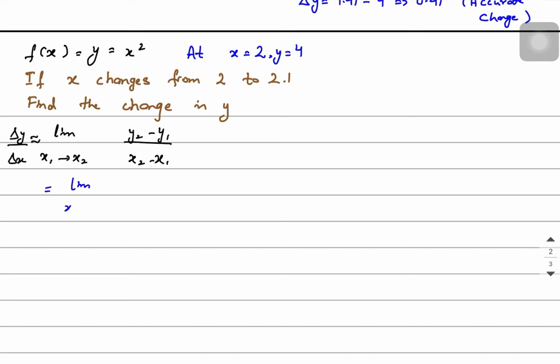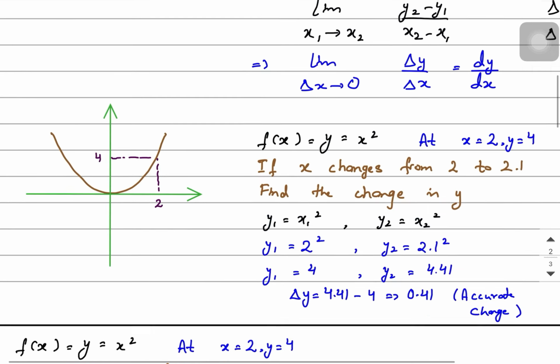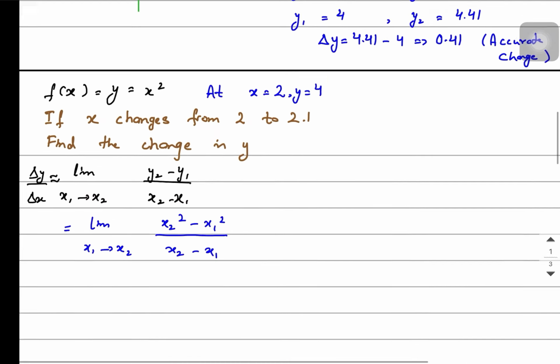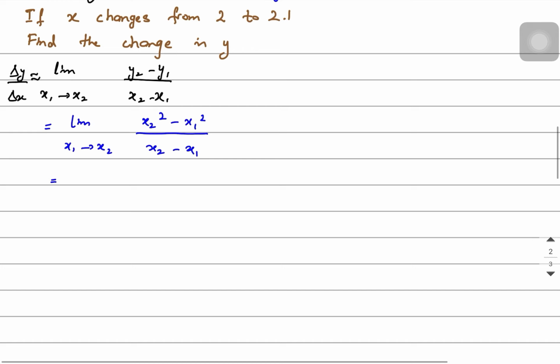So let's say x1 tends to x2. Now my y2 is x2 square, y1 is x1 square, over x2 minus x1. So the concept says that x1 is very close to x2. So what if they are very close to each other? I may take x1 as x2. If I take x1 as x2, that is going to be 0 over 0. Obviously that is not going to happen. That is a very wrong answer. So I need simplification. So what is the simplification I am going to do here?